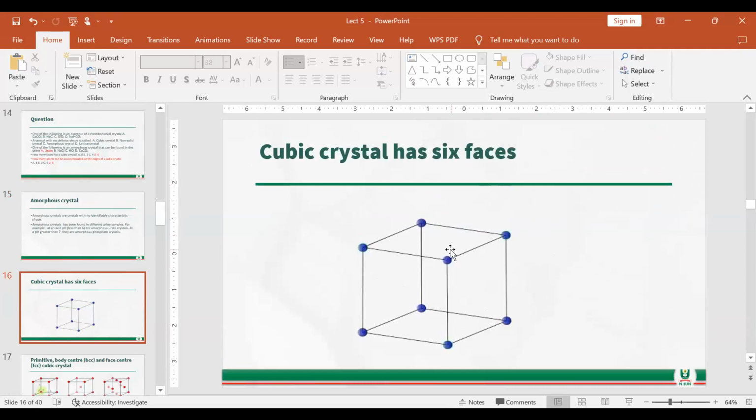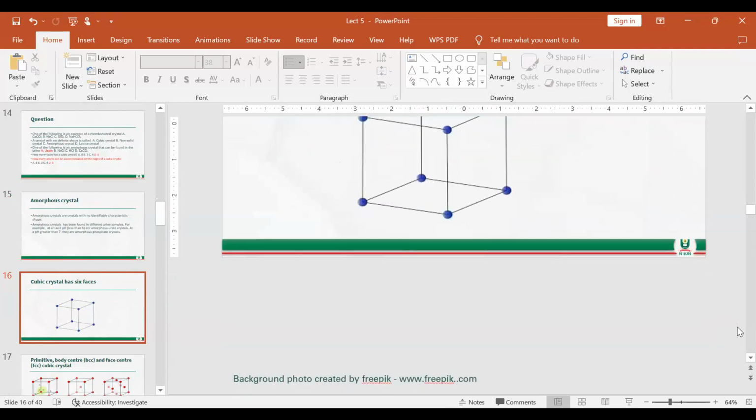You can count your sugar, for instance. How many faces does it have? One up, one down, one this side, one this side. That's 4. One this side, one this side, 6 sides. Do you know that the cube has 6 faces? Yes, sir. So a cubic crystal has 6 faces.